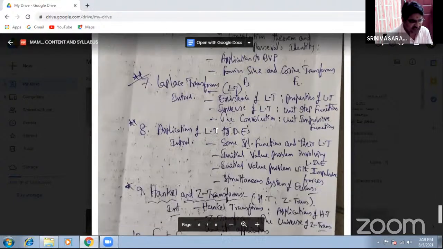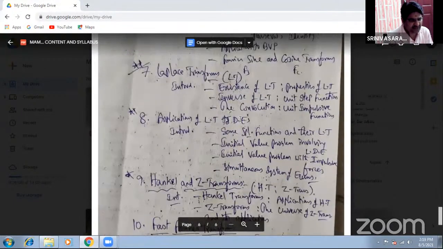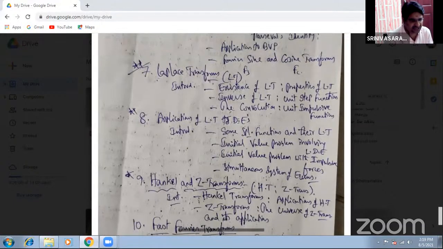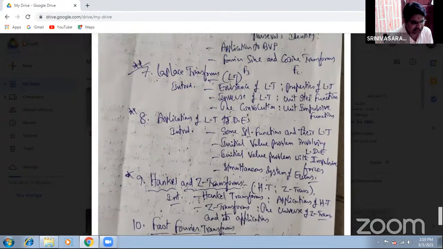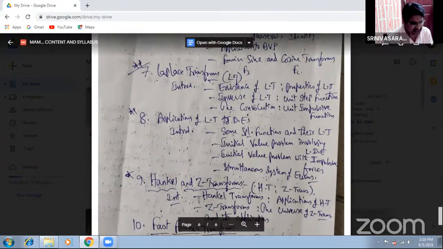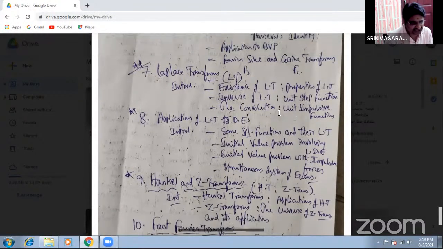Okay. Next one, Laplace transforms. In the same manner, what is the existence of the Laplace transform definition? First of all, we have to define the integral transform, and according to the existence of linear transform and some other properties of Laplace transforms. And what is the inverse of Laplace transformations? And the unit step function. How to define the step function? That is called the unit step function, in the same manner. Here the convolution theorem is there, and the unit impulse function.